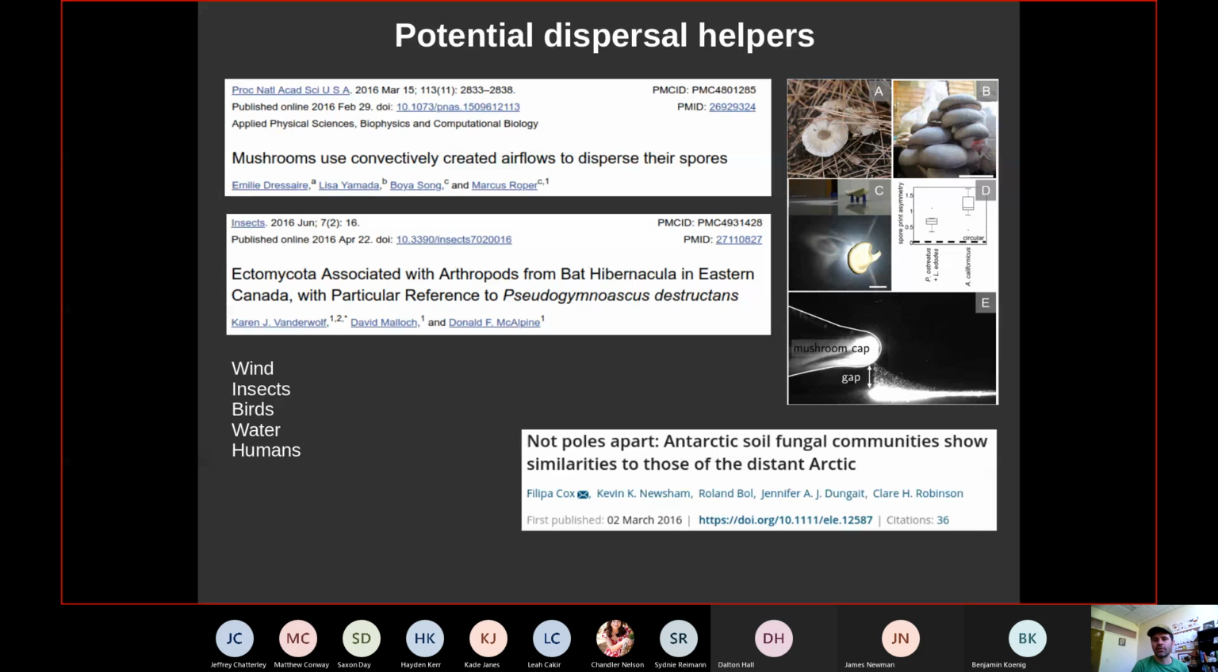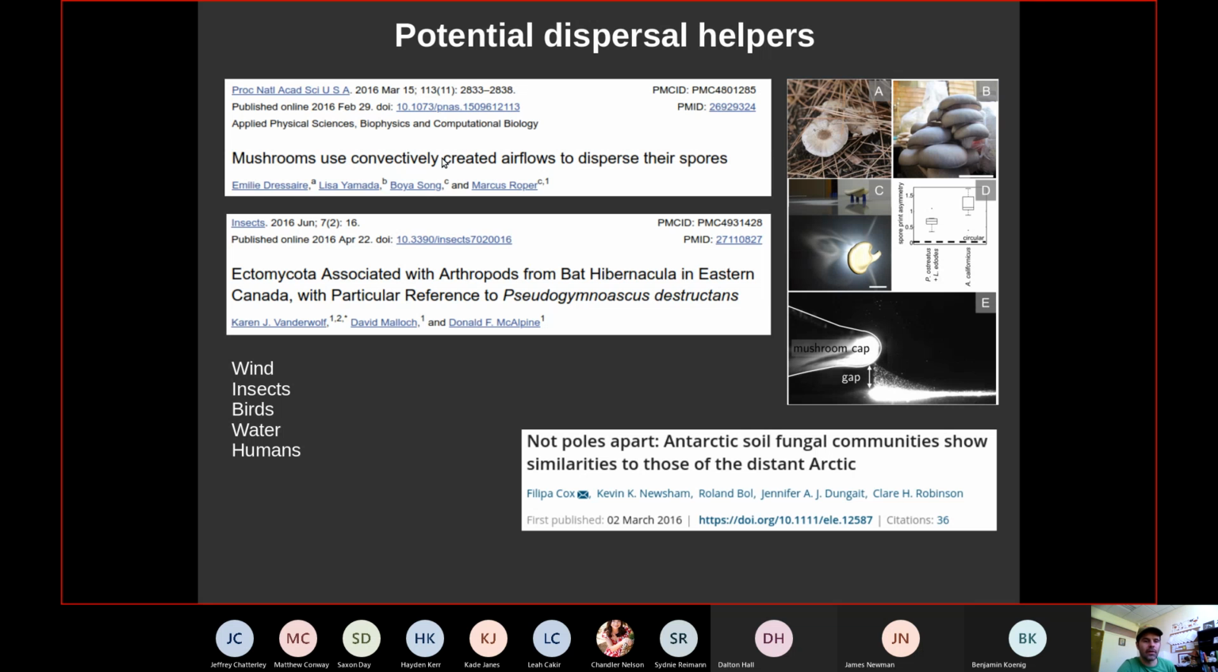Here's a couple other studies. Mushrooms use convectively created airflows to disperse their spores. They actually create their own wind. It's not like a giant gust that's going to turn your umbrella inside out, right? But it's enough to get spores moving. Okay, so by releasing these spores en masse, kind of all at once, it creates turbulence and basically a wind current. So that's getting them out of the kind of undergrowth up into the air column.